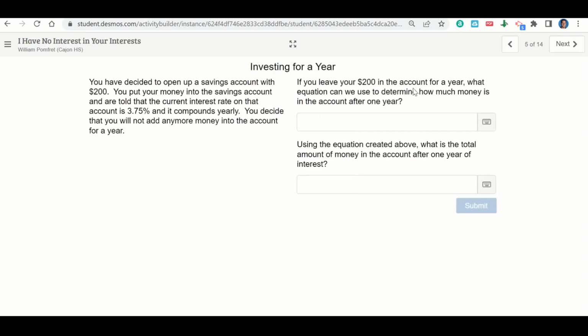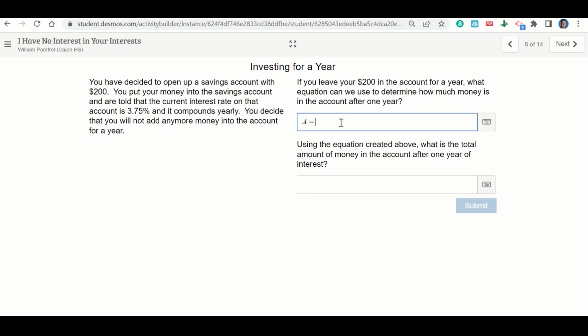So if we click next again, the first one says, you have decided to open up a savings account with $200. You put your money into the savings account and are told that the current interest rate on the account is 3.75% and it compounds yearly. You decide that you will not add any more money into the account for a year. So the first question says, if you leave your $200 in the account for a year, what equation can be used to determine how much money is in the account after 1 year?